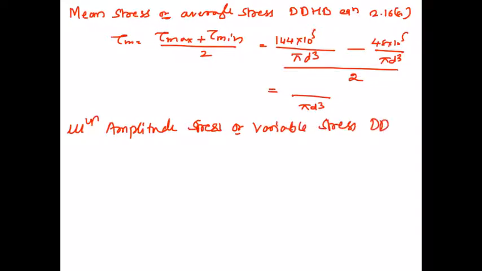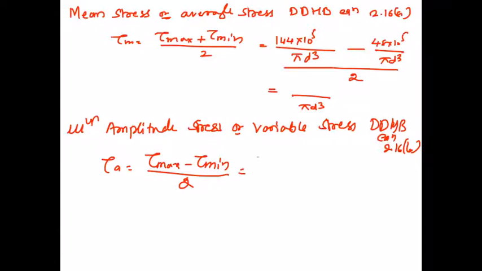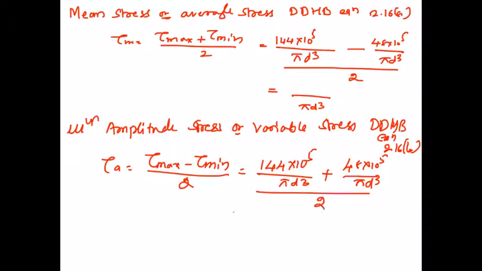So, you refer design data handbook, equation number 2.16b. So, tau A equal to tau max minus tau minimum divided by 2. Okay. So, now in this case minus of minus, it will become plus 144 into 10 to the power of 5 divided by pi d cube plus 48 into 10 to the power of 5 divided by pi d cube, all divided by 2. Okay.